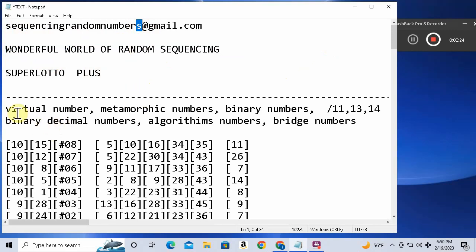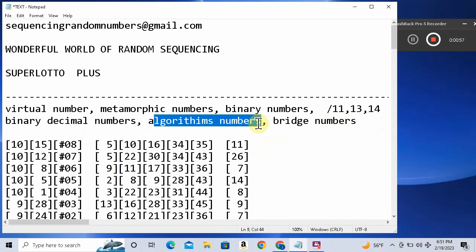We're going to get into the concept of virtual numbers. This is something you have to know to understand the sequencing when it comes to randomness. Virtual numbers, metamorphic numbers, binary numbers. Here's a binary number. Got to understand bridge numbers. These help to link sequences, the 11, 13, and 14, and binary to decimal numbers. This is a binary to decimal number.